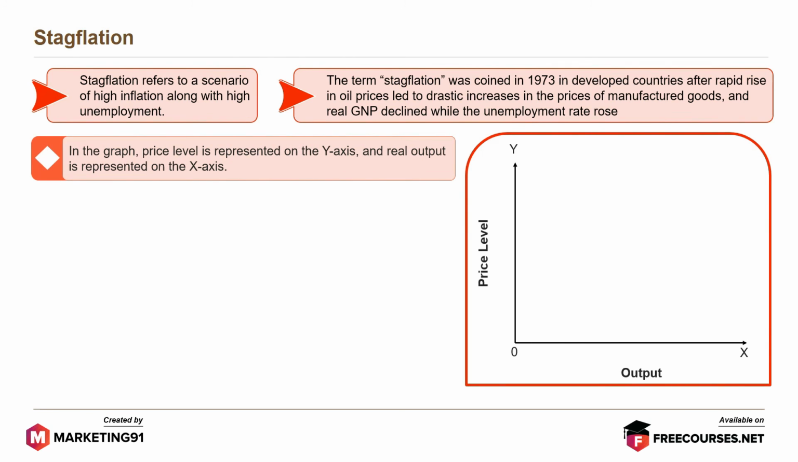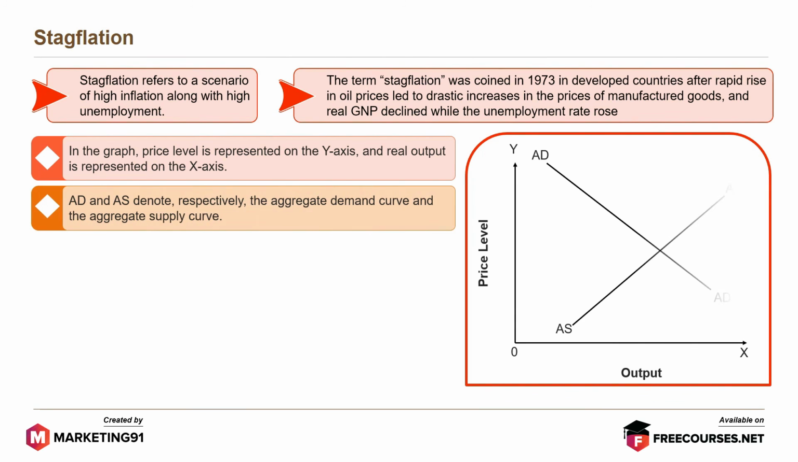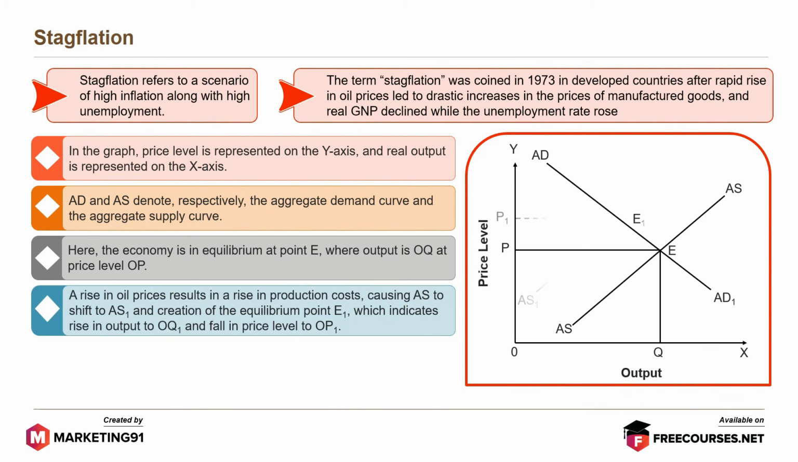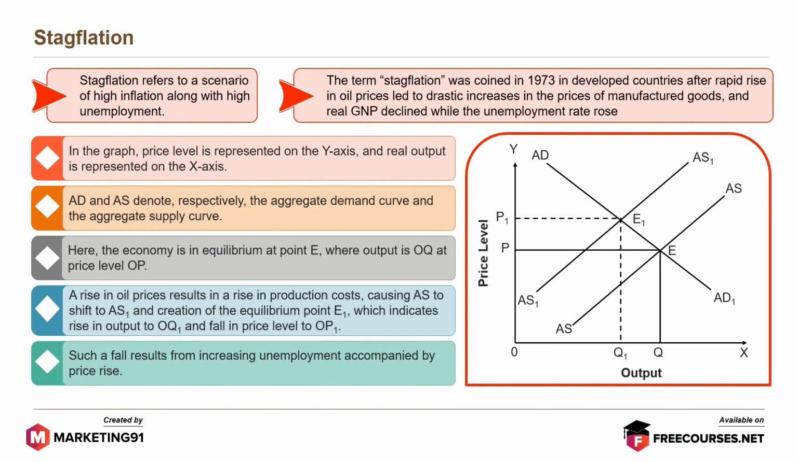In the graph, price level is represented on the y-axis and real output is represented on the x-axis. AD and AS denote, respectively, the aggregate demand curve and the aggregate supply curve. Here, the economy is in equilibrium at point E, where output is OQ at price level OP. A rise in oil prices results in a rise in production costs, causing AS to shift to AS1 and creation of the equilibrium point E1, which indicates a fall in output to OQ1 and rise in price level to OP1. Such a fall results from increasing unemployment accompanied by price rise.